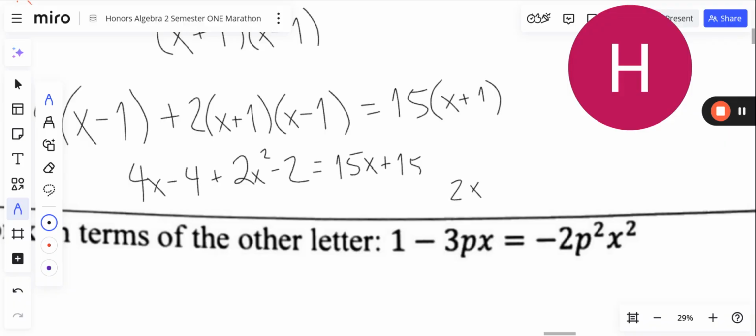We're going to end up with 2x squared. If we subtract this 15x onto the other side, we're going to end up with minus 11x. And if we subtract 15 on the other side, we're going to end up with negative 6 and negative 15, which is negative 21.